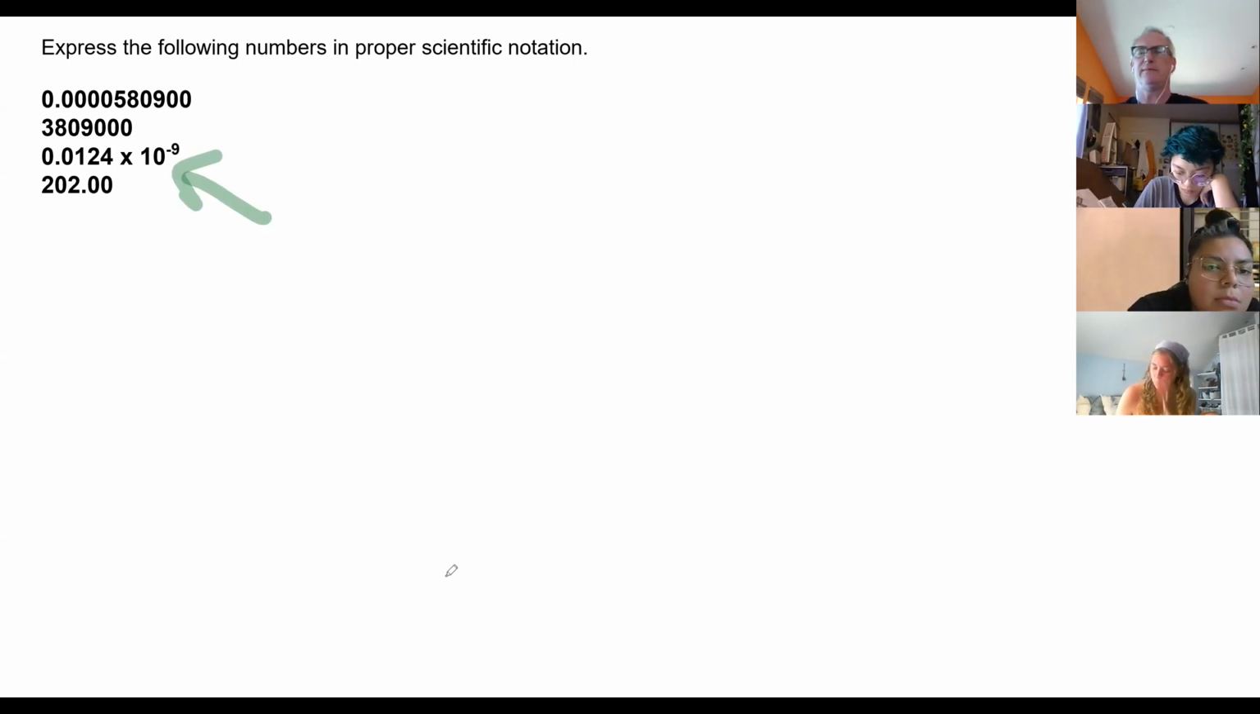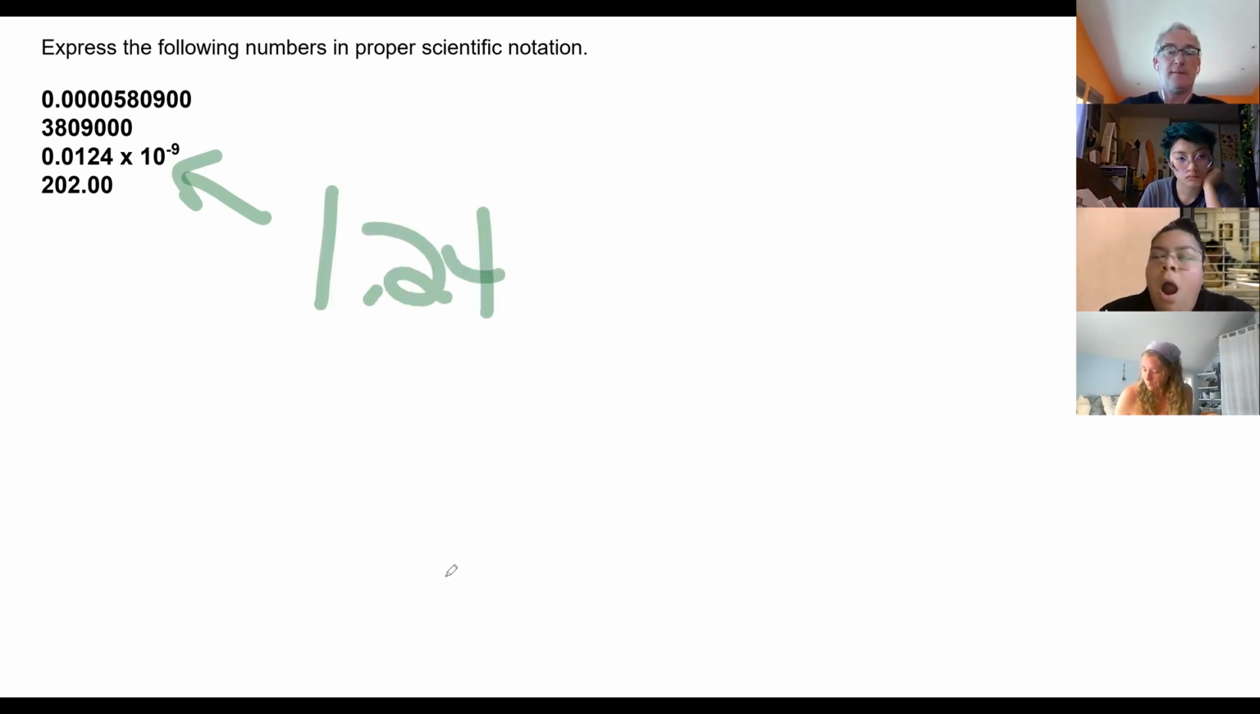How come I can't write it that way? It just says scientific notation. That's scientific notation, isn't it? Scientific notation should have a multiplier greater than 1. So my number has to be greater than 1. So I just write down my 3 significant digits, 1.24. So what do I change the -9 to?